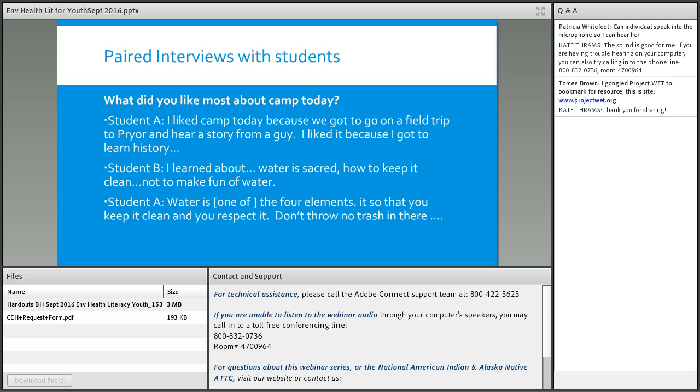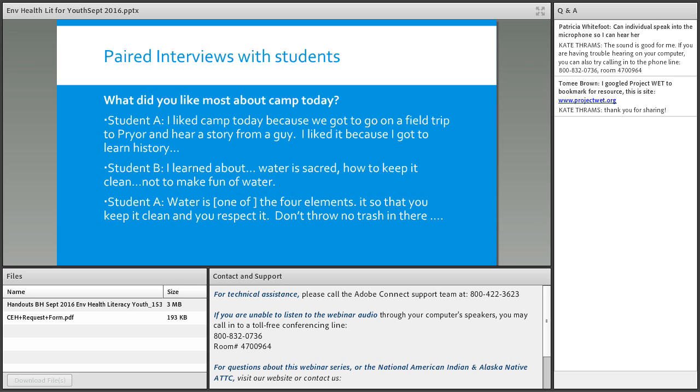And so the next thing that we did, as I mentioned, is we did interviews with the students. Some of the interviews asked the kids about the questions, so we wanted to see how they understood the questions that we were asking them, these pre and post tests. And then we also asked them some basic questions about what they liked most about the camp.